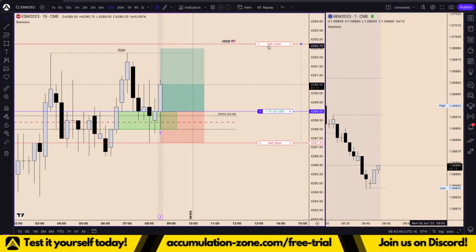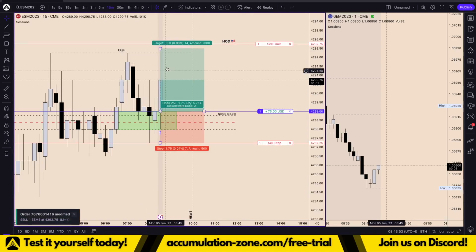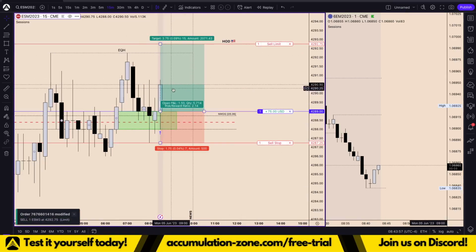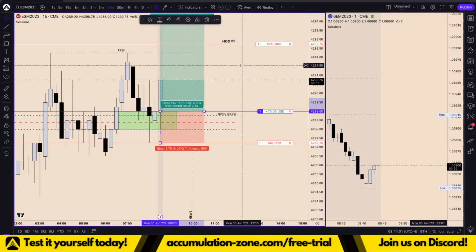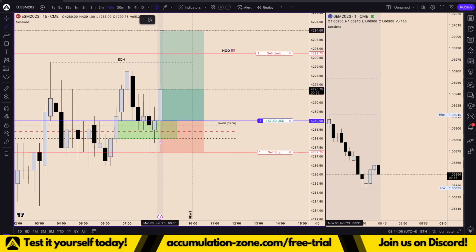That's playing out. I think we haven't been in drawdown at all, if I'm not wrong. We're looking for a simple 2-to-1. That would be 3.75 handles. If we would go for 5 handles, this would be our 5-handle target. So we can also mark this up.